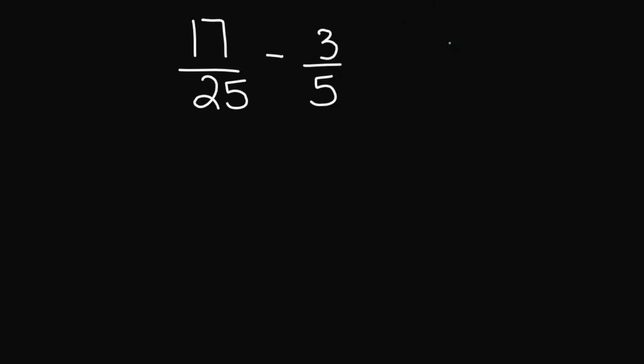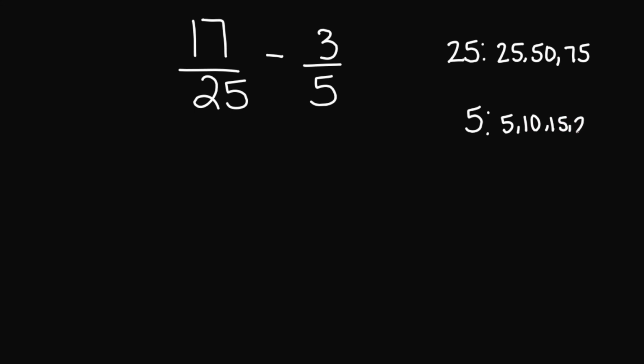Let's try 17 over 25 minus 3 over 5. In this example, my denominators are not the same, so I do need to find a common denominator. So we're going to list the multiples of 25. We have 25, 50, and 75, and we'll stop here for now. For my 5, we have 5, 10, 15, 20, 25, 30, and we will stop here for now. My lowest common multiple between 25 and 5 is going to be the number 25.